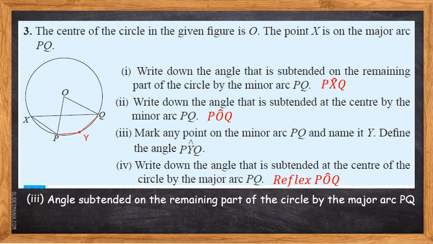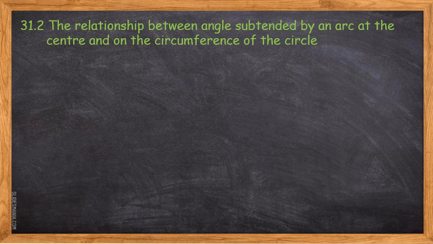Then there's a theorem that is relevant to these angles subtended by the major arc and minor arc. We can use that to solve problems as well as prove some riders. Let's write down the relationship between the angle subtended by an arc at the center and on the circumference of the circle. First, I will give you the theorem, then we will solve some problems. After that, we will check how to prove that theorem. First, let's write down the theorem.